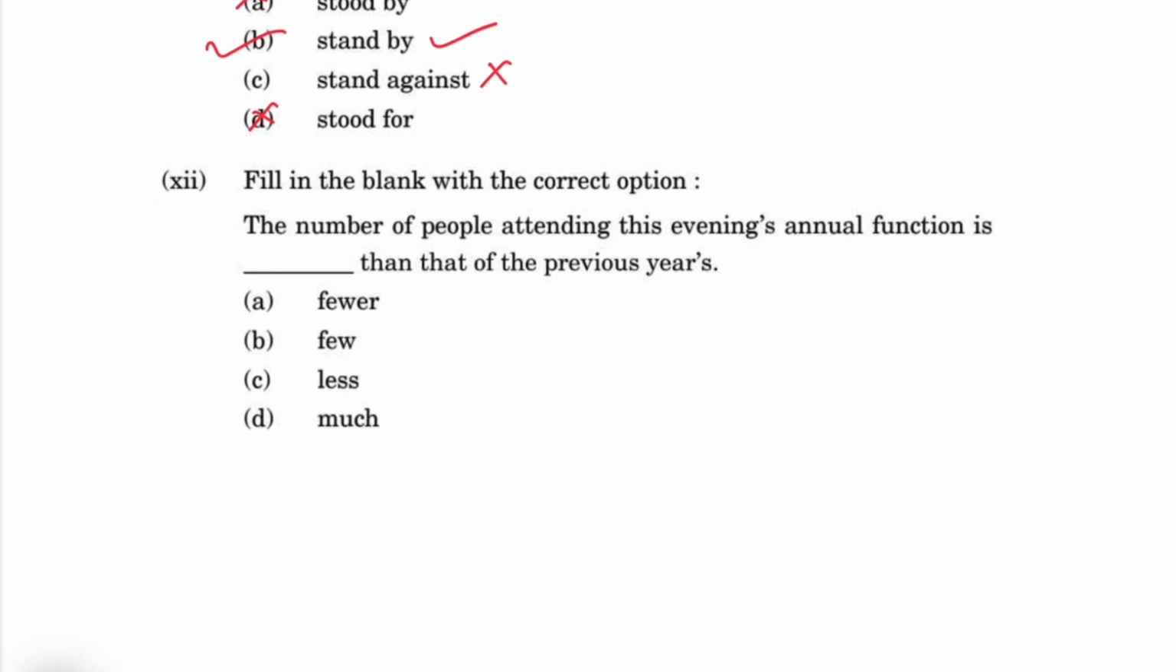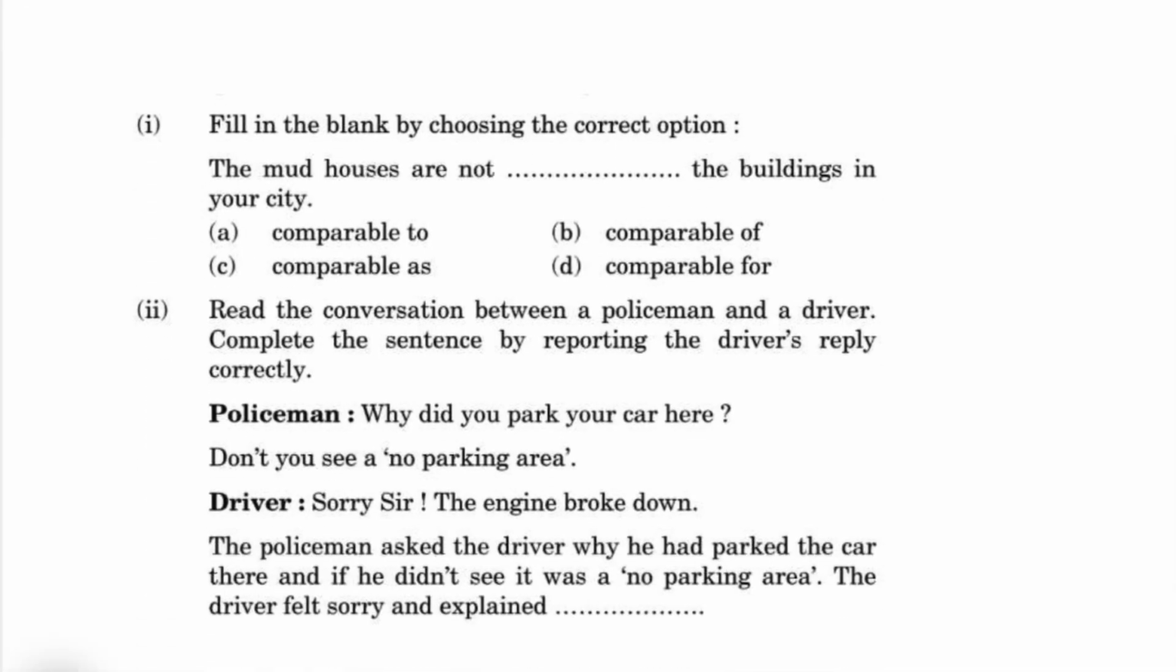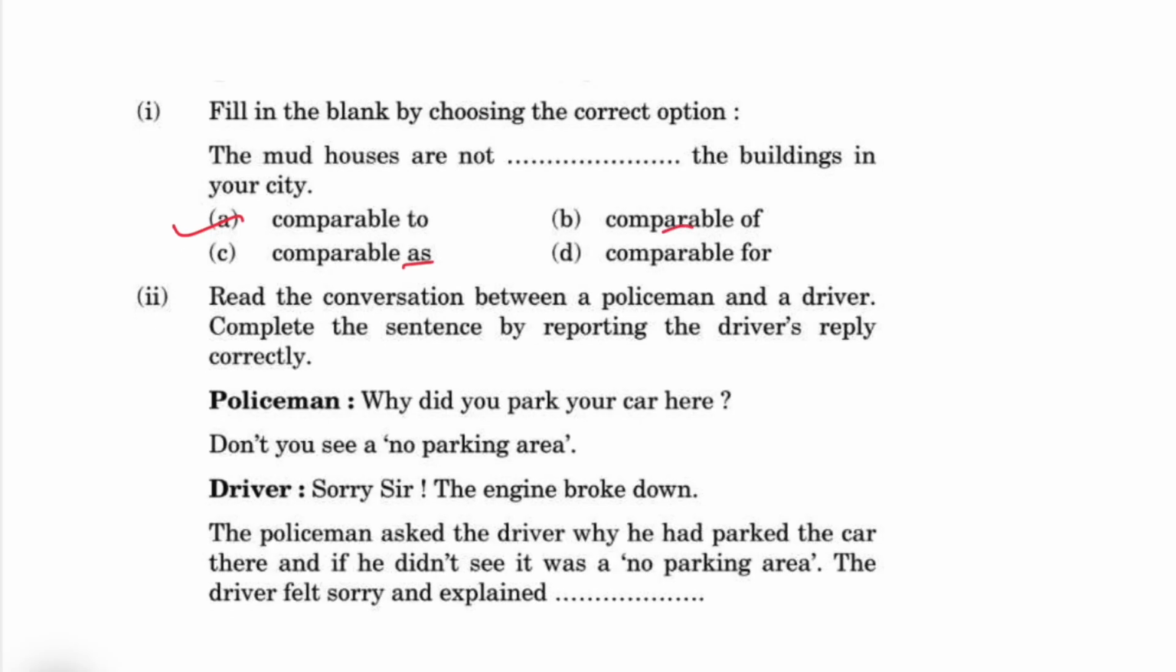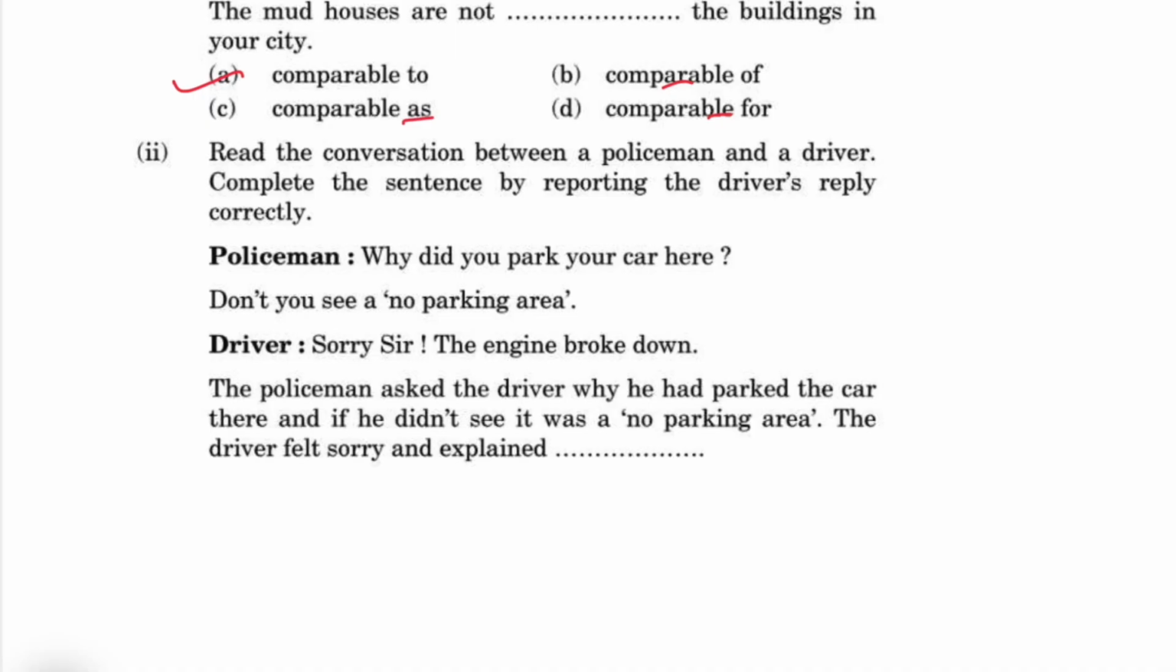The number of people attending this evening's annual function is less than that of the previous years. Very easy. Next one is the mud houses are not comparable to. You need to check the meaning of all the four, then you will be able to find out why comparable to is the correct answer.